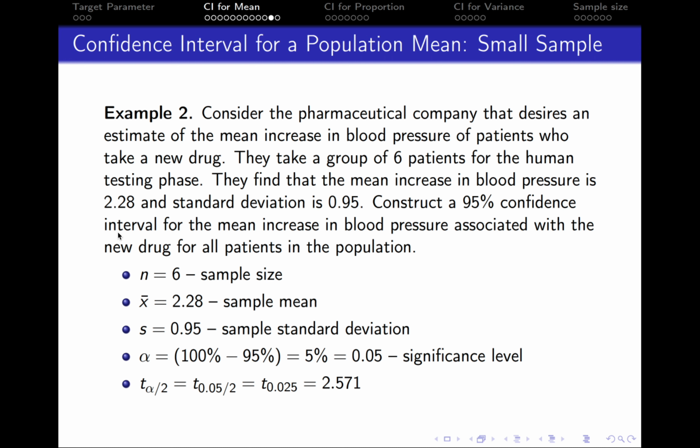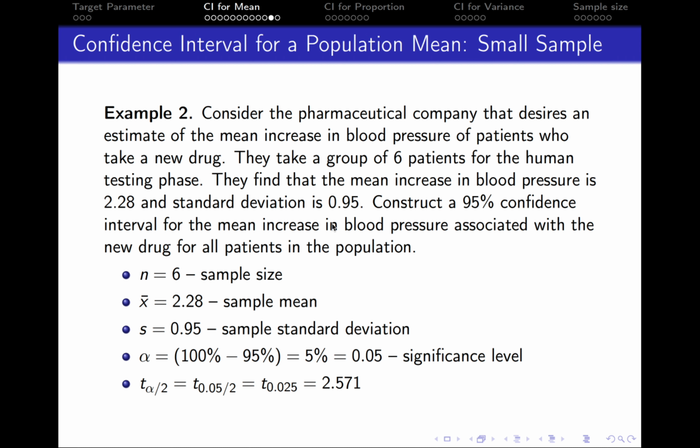Let's have a look at the example of how a confidence interval can be constructed for a population mean given we've got a small sample. So consider a company that desires an estimate of the mean increase in blood pressure of patients who take a new drug. They take a group of 6 patients for the human testing phase. They find that the mean increase in blood pressure for this sample is 2.28 and the standard deviation is 0.95.